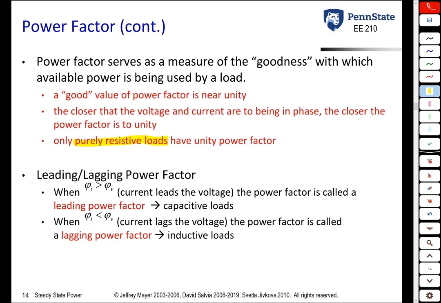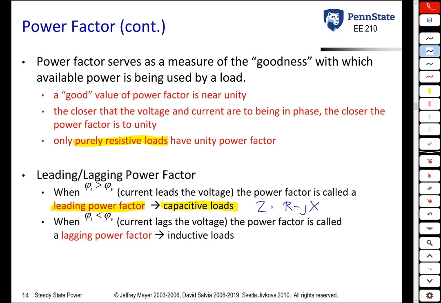So when you have a load that has some capacitors or inductors that cause the voltage and current to be out of phase, we get a power factor less than 1. And we introduce two more terms. A leading power factor is when the current angle leads the voltage angle. We call that a leading power factor, which is associated with capacitive loads. So this is what we see when we have an impedance that's going to be an R minus a JX.